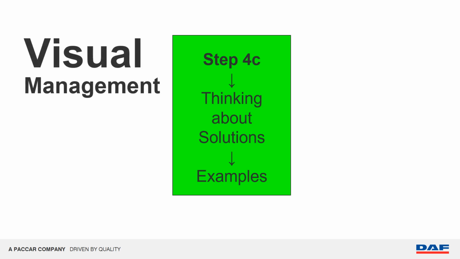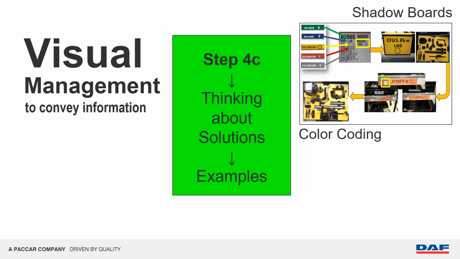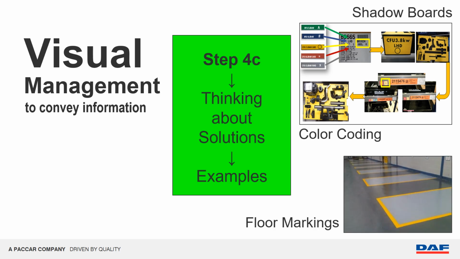Visual management. Another example on how to improve is by using visual methods to convey information and prevent mistakes. For example, by using shadow boards and introducing color coding, or by adding markings on the floor, or maybe even as simple as this.